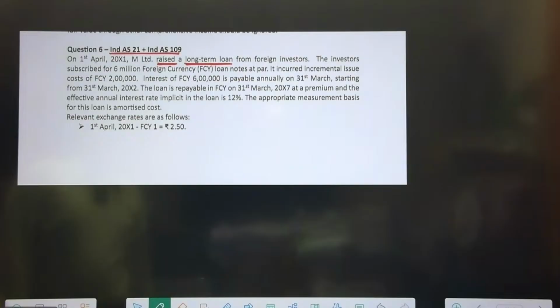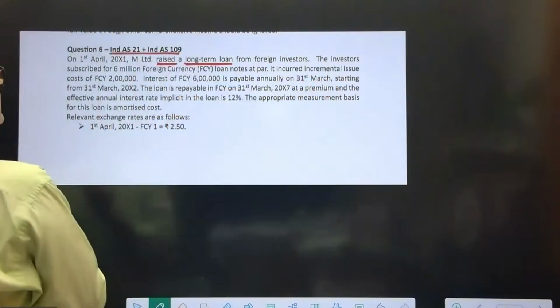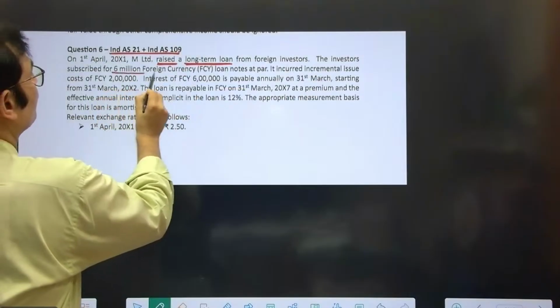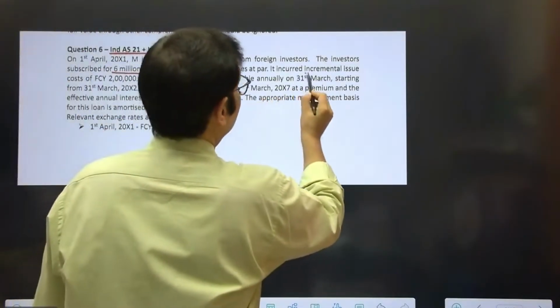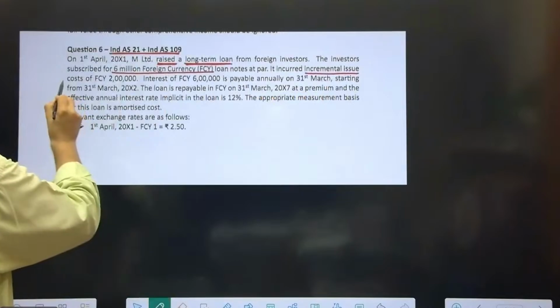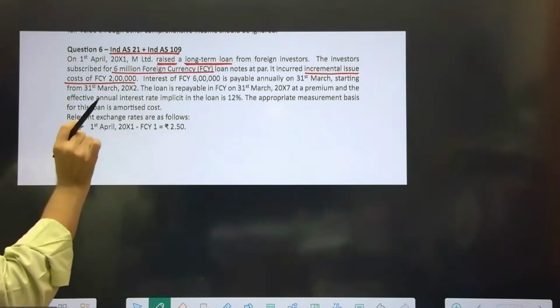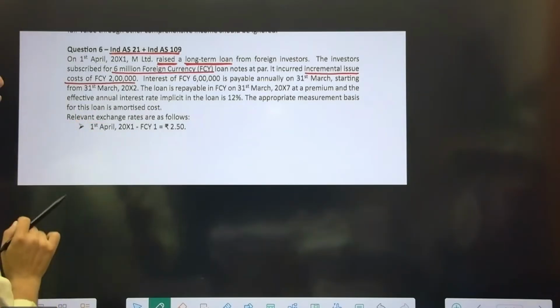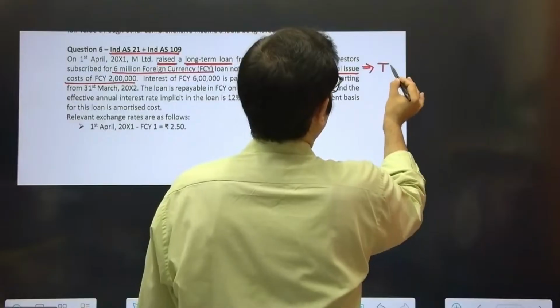It's a liability, sir. Absolutely, it's a liability. The investors subscribed for 6 million foreign currency loan notes at par. It incurred an incremental issue cost of 2 lakh foreign currency. What is coming to your mind immediately? There is an incremental issue cost. Can I call this a TC? Yes, sir. TC 2 lakhs.